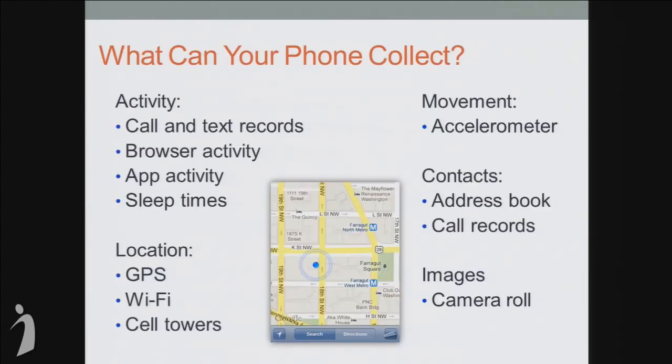All of these applications that people are using are dependent upon collecting pretty personal data. Your phone knows a lot about you. It can collect your activities, including cell tower and call records, your browser activity, your app activity, in-app activities. It can figure out when you're sleeping based on when you are not using it, right? Your location, which is collected using GPS or Wi-Fi and cell towers. Your movement using accelerometer data, that's how it knows how many steps you've taken. Your contacts using your address books and your call records. And your images using your camera roll.